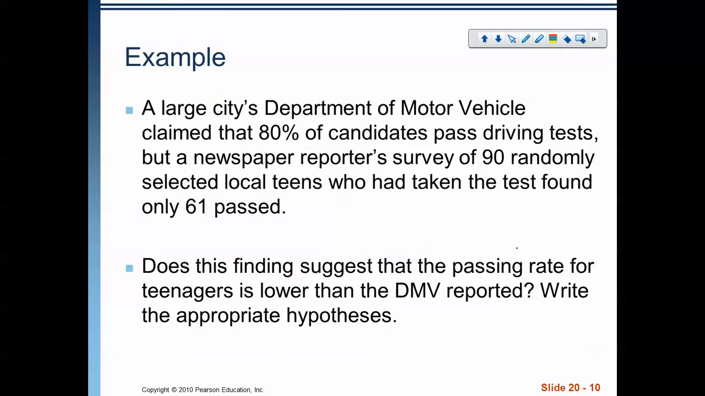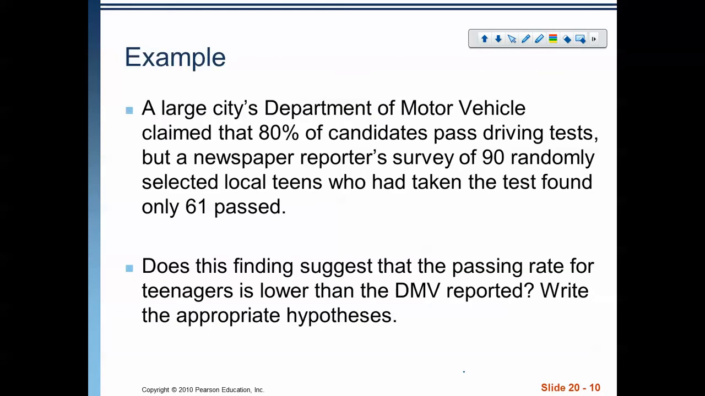A large city's Department of Motor Vehicles claimed that 80% of candidates passed driving tests. But a newspaper reporter's survey of 90 randomly selected local teens who had taken the test found that only 61 passed, which is an amount smaller than 80%. So the big question is, does this finding suggest that the passing rate for teenagers is lower than the DMV reported? And so we're going to first start by writing the appropriate hypotheses.